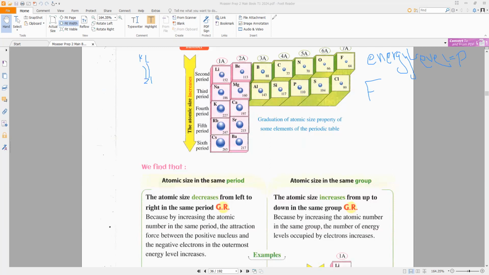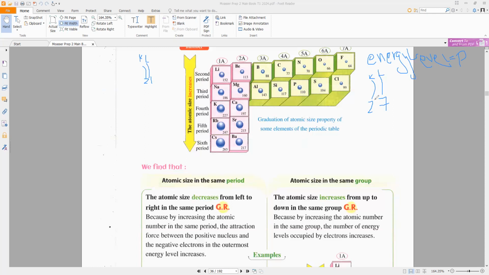We can distribute the electrons in fluorine. It also has 2 energy levels, because in the same period the number of energy levels is equal. So all elements in period number 2 have 2 energy levels. So lithium and fluorine have the same number of energy levels, K and L. But lithium has 2 electrons in K and 1 in L, but fluorine has 2 electrons in K and 7 electrons in L, because the atomic number of fluorine is 9.